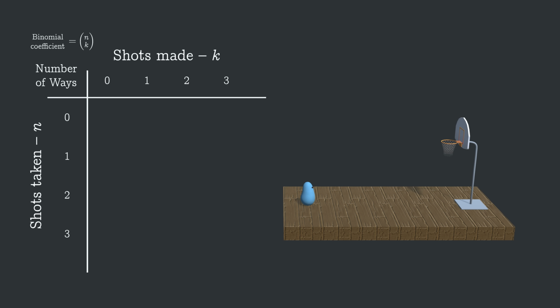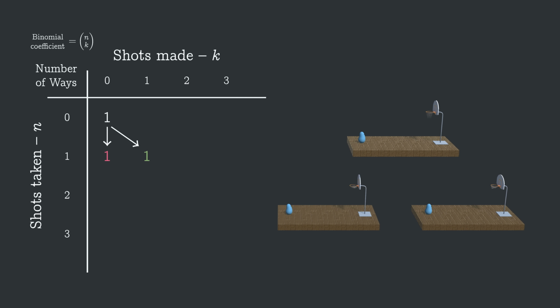Starting with a blob that hasn't taken any shots yet, there's only one possibility, where it's made 0 shots. When the blob takes a shot, there are 2 possible branches reality can take. One where the shot goes in, and one where the shot misses. And this is true every time we add a shot.